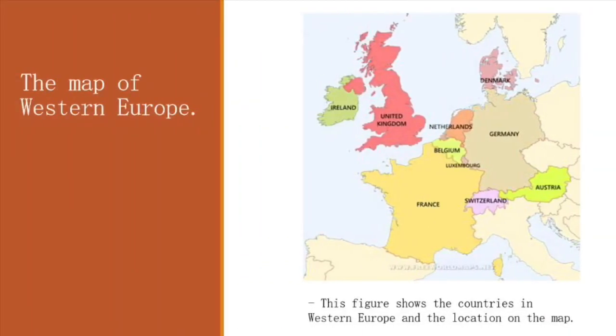This figure shows the countries in Western Europe and their location on the map. The Western Europe countries of the sub-region include Scotland, Ireland, Wales, Southwest England, and Brittany in the northwest of France.